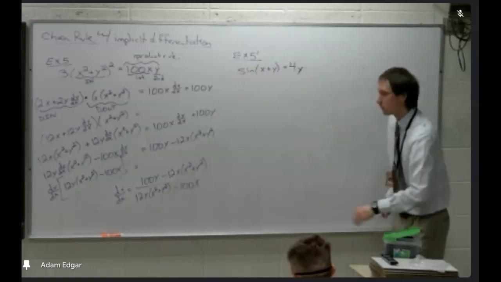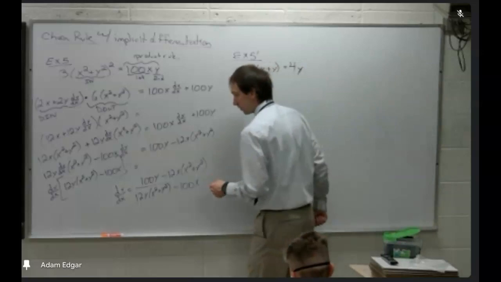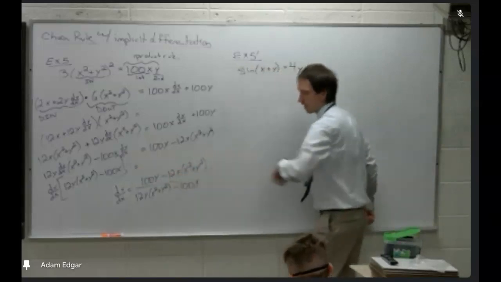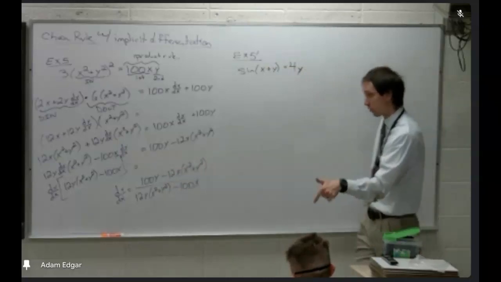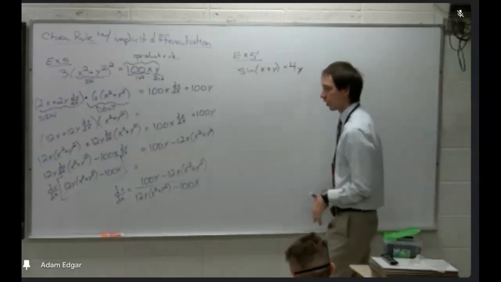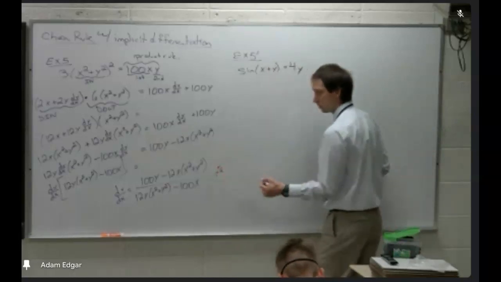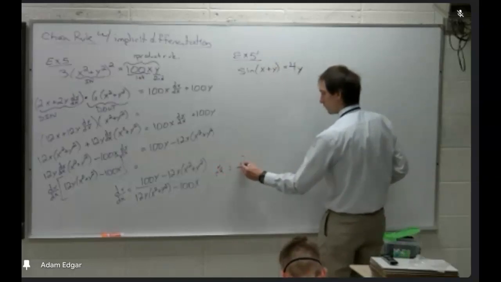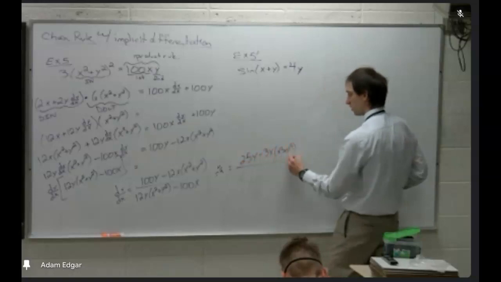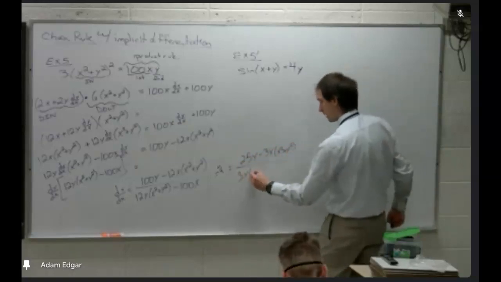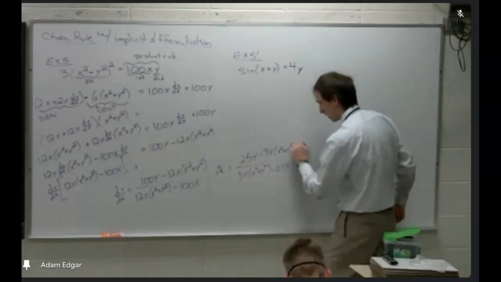But what is a factor? What number is a factor of the entire numerator and of the entire denominator? 4. You can divide the 100 and the 12 and the 12 and the 100 by 4. So you can divide the whole thing by 4. And if you do that, you end up with 25y minus 3x quantity x squared plus y squared over 3y quantity x squared plus y squared minus 25x. And that's your final simplified derivative.